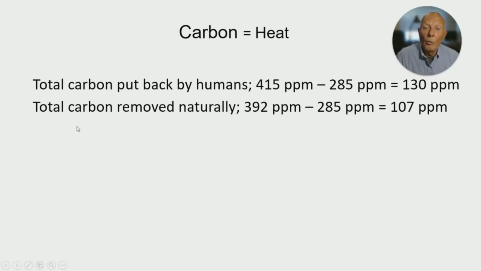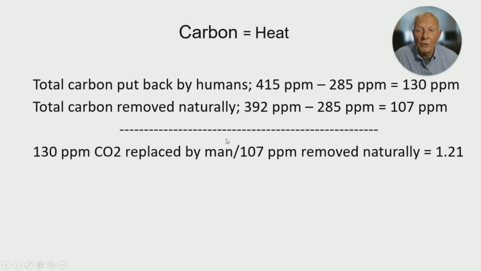So now, what did nature remove? Well, we know there was 392 pre-industrial. We know there's 392 50 million years ago. And we know there's 285 pre-industrial. So nature put back 107 in 50 million years. So now let's do the arithmetic. We divide 130 by 107, removed, and we find out that the carbon ratio in 2019 was 121%, 1.21.